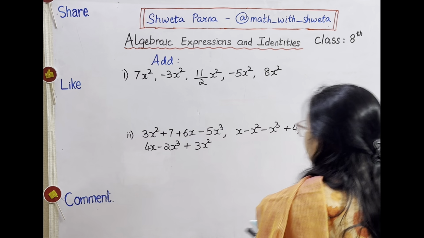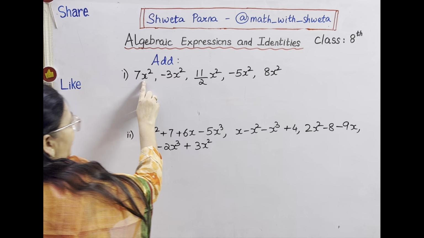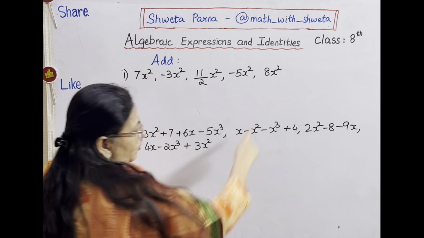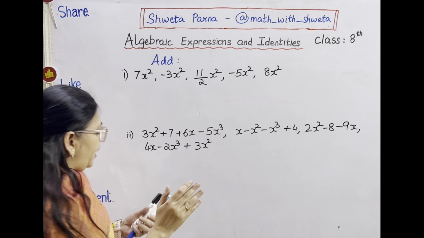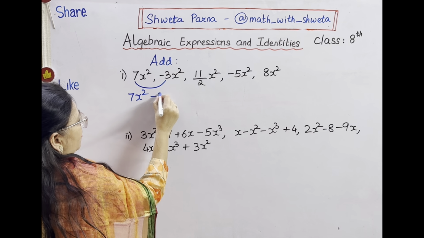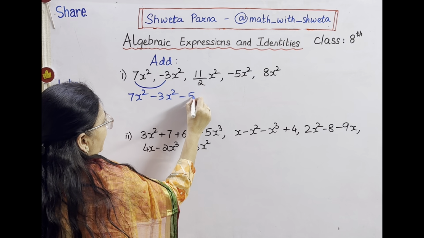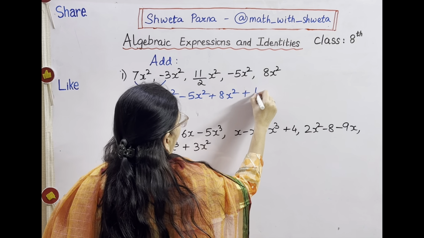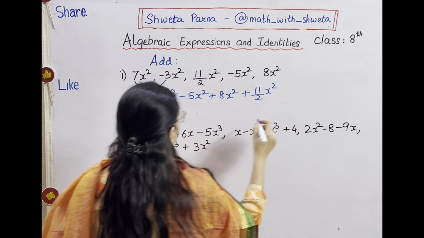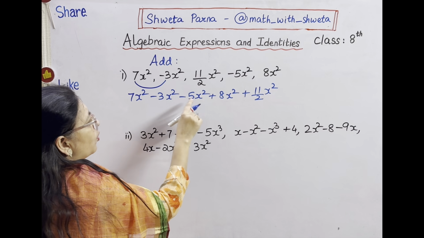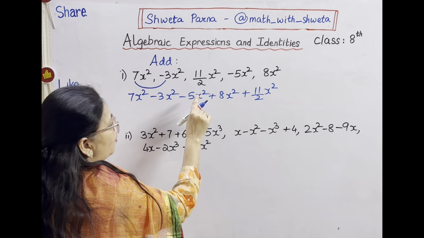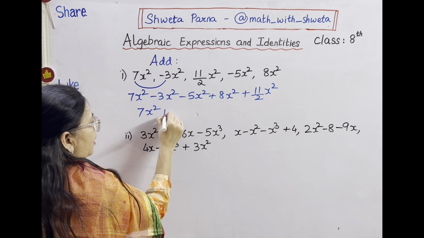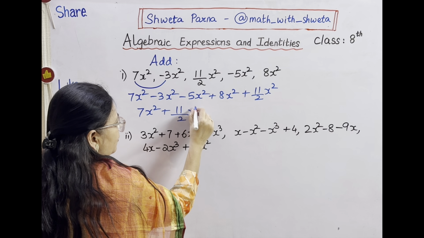So let's do the sum. This is x square, this is x square, x square, x square, x square. Since all are like, you can add them. 7x square minus 3x square minus 5x square plus 8x square plus 11 upon 2 x square. 7 minus 3 is 4. 4 minus 5 is minus 1. Minus 1 plus 8 is 7. So you are getting 7x square plus 11 upon 2 x square.